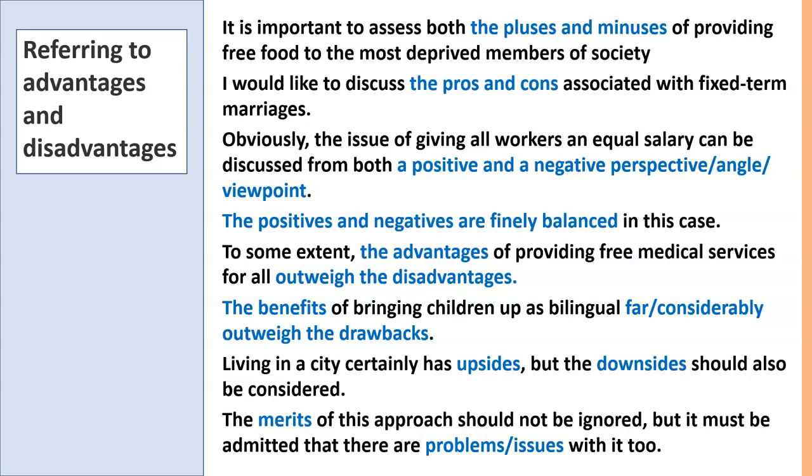You can refer to the pluses and minuses, the pros and cons. You can refer to a positive and negative perspective or angle, and you can use positives and negatives as nouns. You can say they're finely balanced, that it's difficult to say that one is better than the other. You can refer to the advantages outweighing the disadvantages, and you can refer to the benefits far or considerably outweighing the drawbacks. You can write about upsides and downsides, and also merits and problems or issues. So lots of ways of avoiding repetition there.